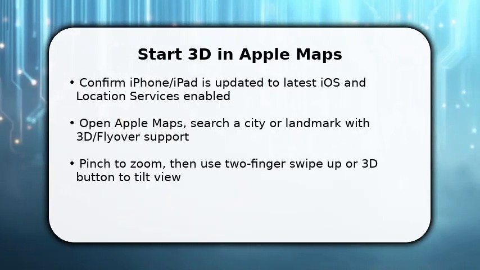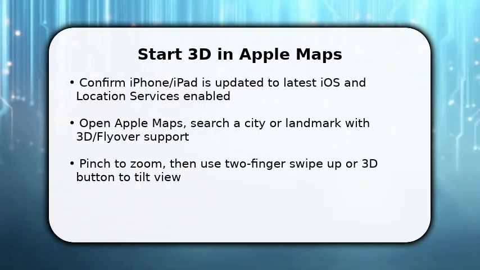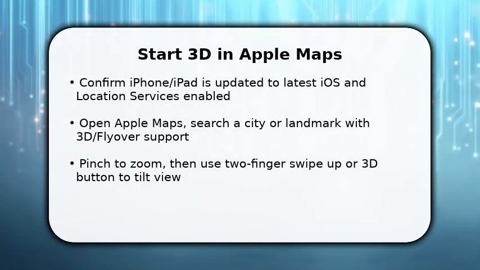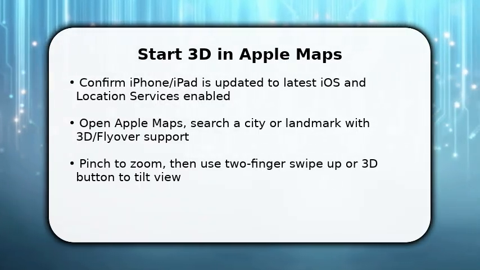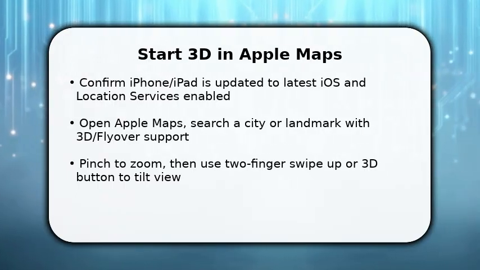Next, place 2 fingers on the screen and swipe up to tilt into 3D perspective, or tap the 3D/tilt control when available. This switches the flat map into a 3-dimensional view so you can inspect building shapes and terrain.